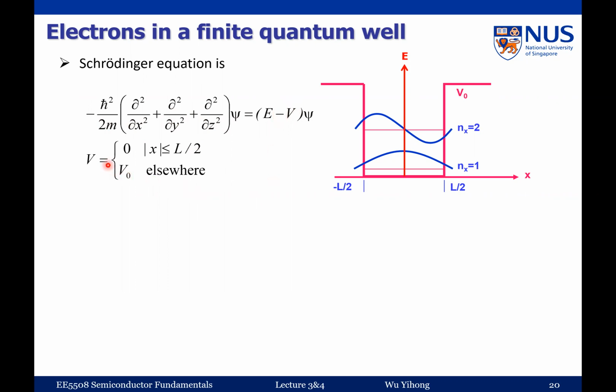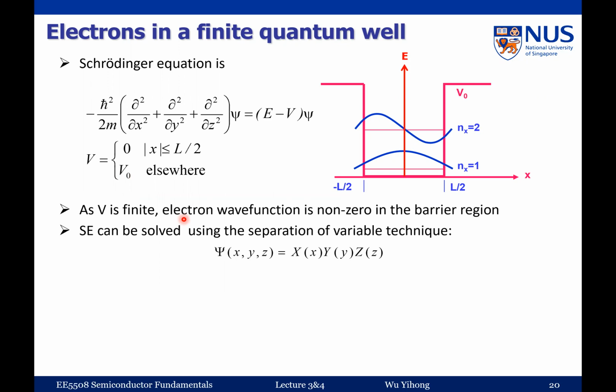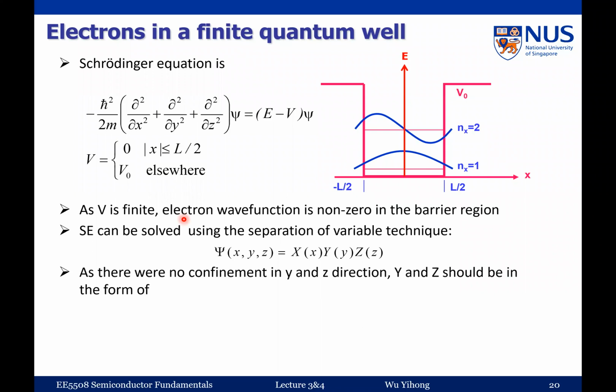Okay, so this potential energy is zero inside the well, and outside the well it is given by V naught instead of infinity. Since V is finite, the electron wave function is now non-zero in both barriers, one to the left and the other to the right. So we have to solve this Schrodinger equation by the separation of variables technique. We can write this wave function as a product of three functions, each dependent on a single independent variable.